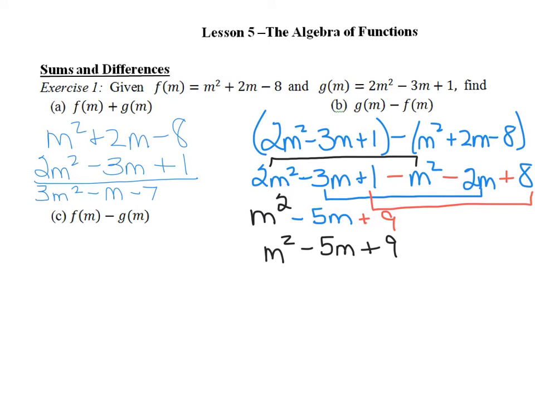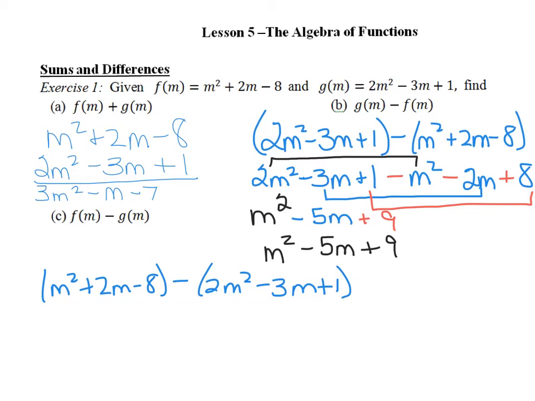For the last example, we're still doing a subtraction, but this time we're going to put it in the order of f of m minus g of m. So the first function, m squared plus 2m minus 8, we'll subtract g of m, which would be 2m squared minus 3m plus 1.